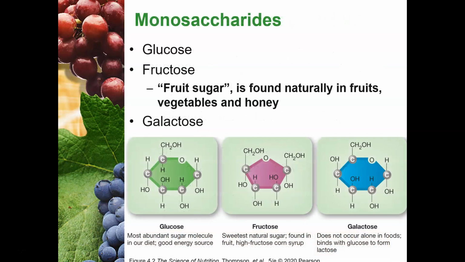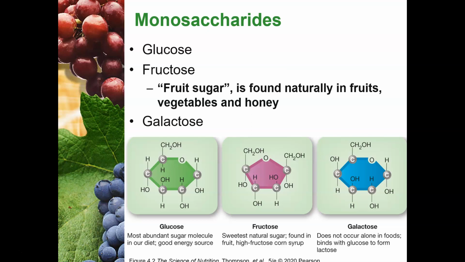So let's start with the monosaccharides. The monosaccharides that are important in our diets are glucose, fructose, and galactose. And these pictures right here are from our textbook. Glucose is the most abundant sugar molecule in our diet. We don't typically eat it by itself. I hope that will become clear as we continue through the talk.